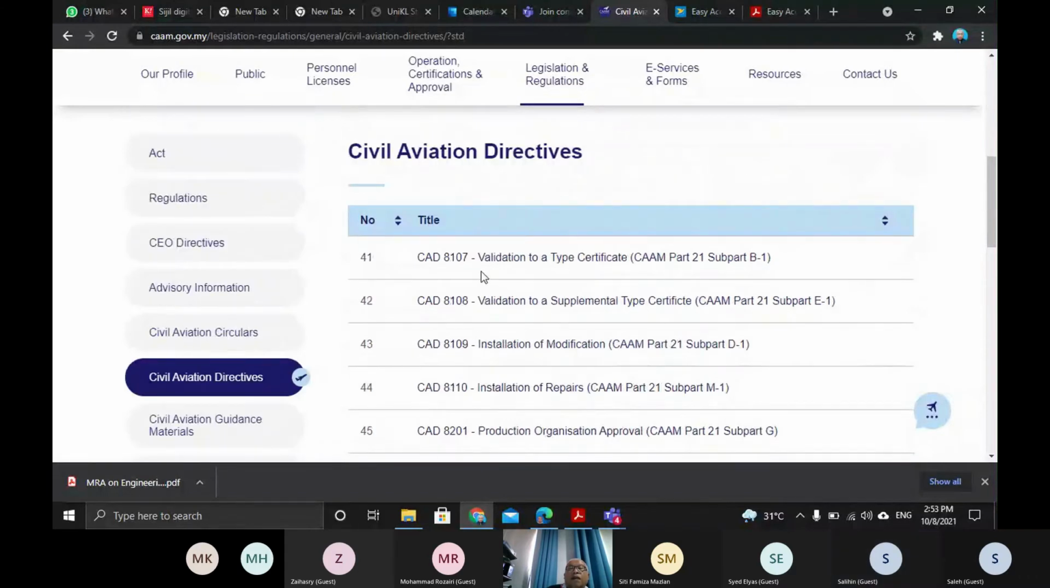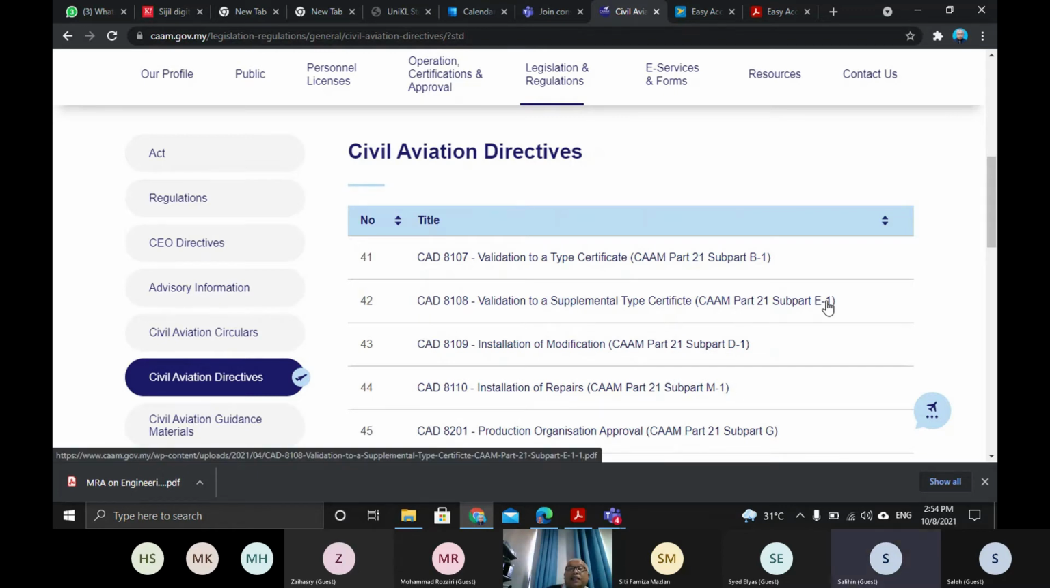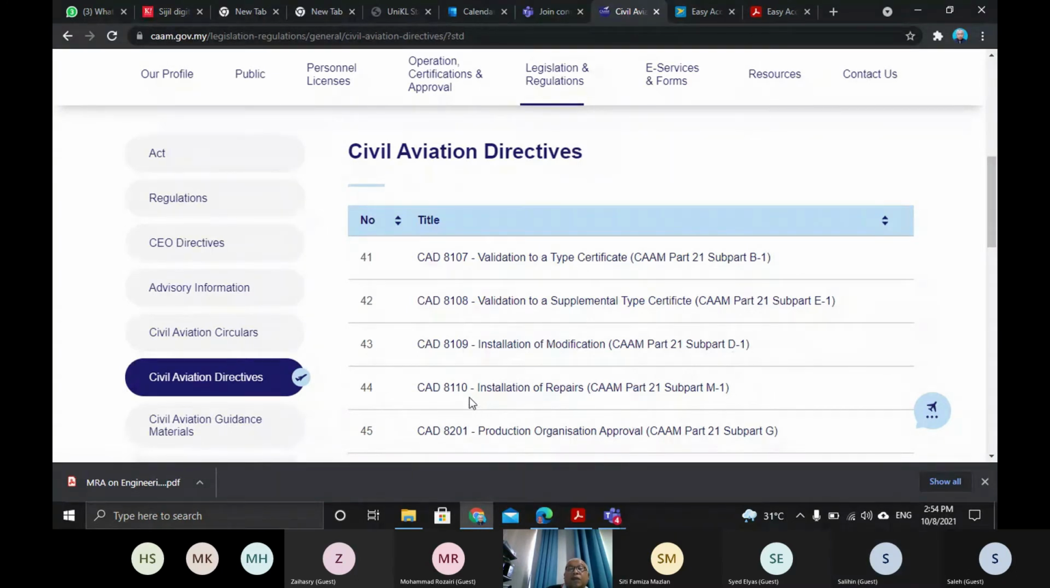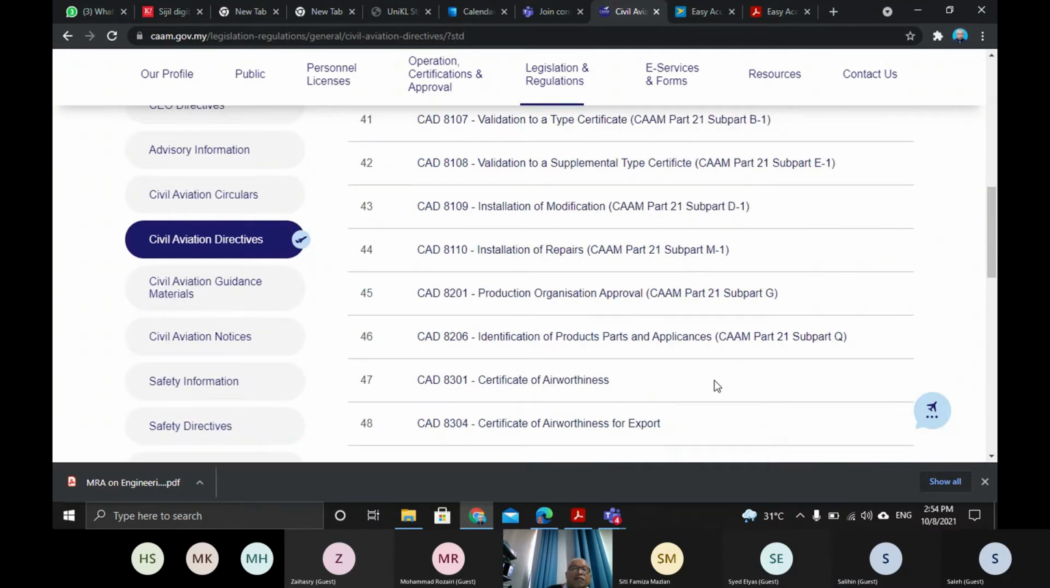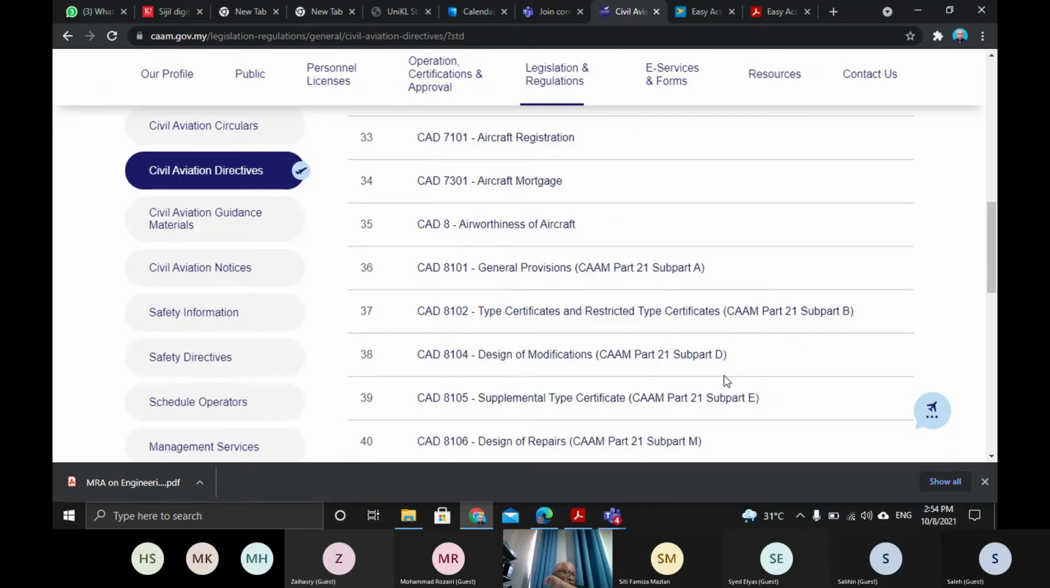8107, Part 21 Subpart B minus 1. So this is Subpart B. 8108, Subpart E minus 1. This is Subpart E. 8109, Part 21 Subpart D minus 1, Subpart D. 8110, Subpart M minus 1, Subpart M. Then 8201, Subpart G. 8206, Subpart Q. How can you relate this? What is your understanding of this? So maksudnya kita more or less samalah apa yang kita buat dengan IASA.